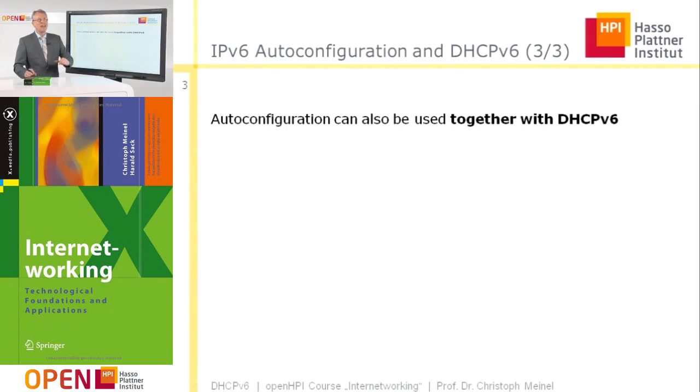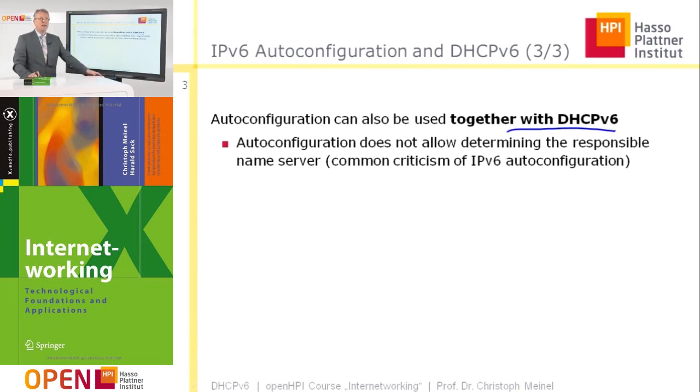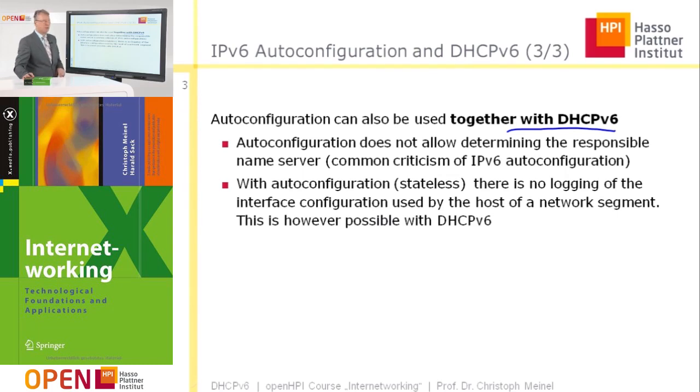But I already mentioned that in IPv6 it's also possible to perform this auto-configuration by means of the DHCP protocol, the DHCP version 6 protocol. Here the auto-configuration does not only allow to determine the responsible server name. This is a criticism of this IP version 6 auto-configuration, that this NDP-based stateless auto-configuration does not allow to determine the responsible name server.